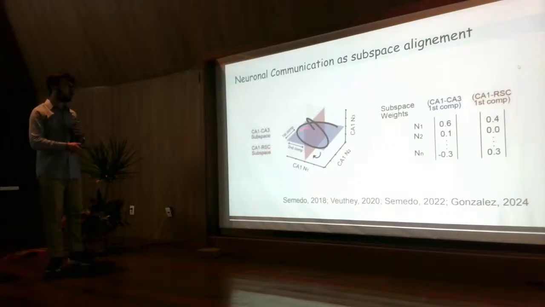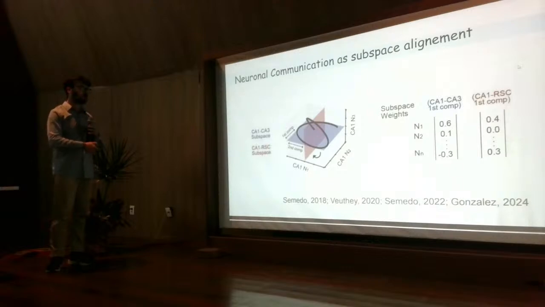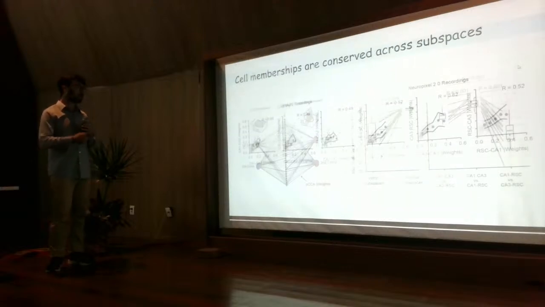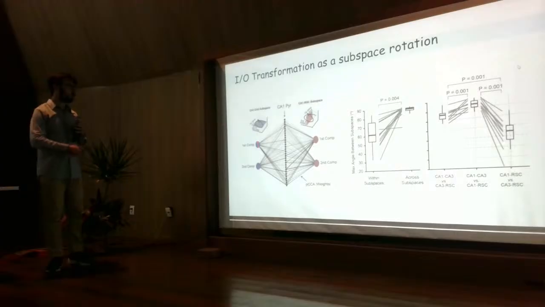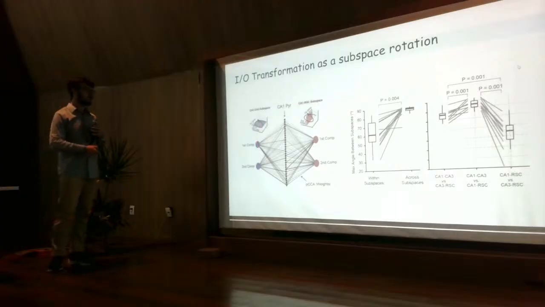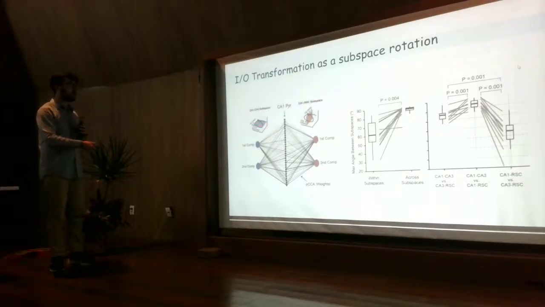So going back, I tried to measure the angle between the input subspace and the output subspace. Here you can see a visual representation. For instance, this would be the first dimension, or the first one of these axes, in this input subspace. This one would be the weights. Each one of these dots is one single CA1 pyramidal cell. And then we have this other axis as well here. And then this is the same for the output subspace.